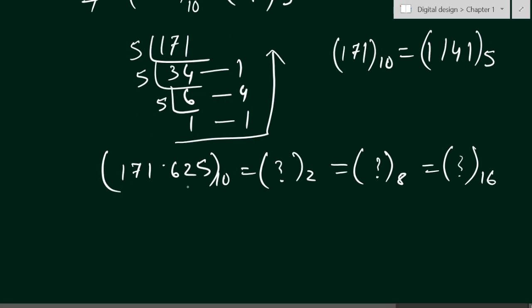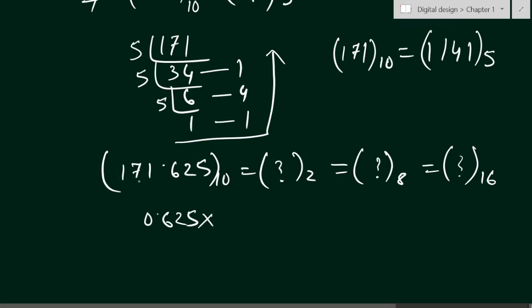Now let us consider this fractional section. We have to follow some steps for finding out the equivalent fractional part of this decimal fraction. We have 0.625. If you want to convert it into binary, you have to now multiply by 2. So watch it carefully. It is a little bit tricky.